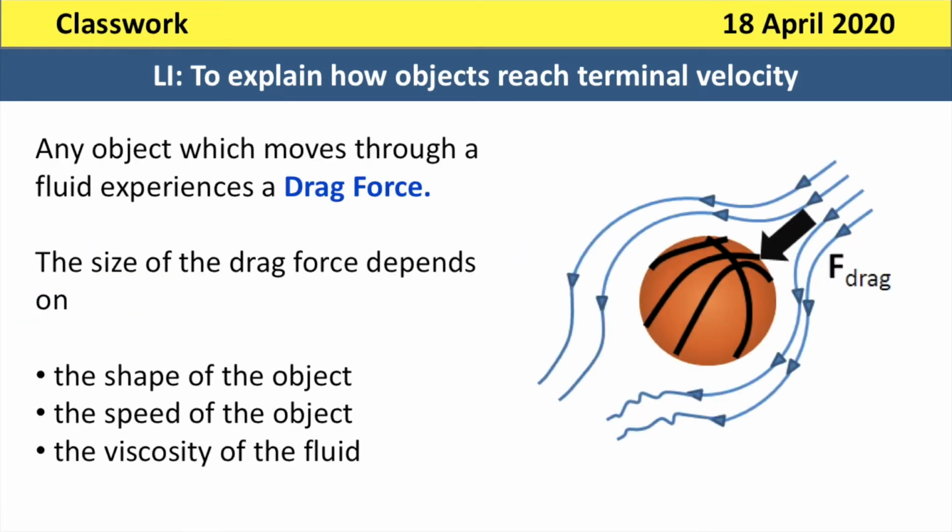Let's consider what is meant by a fluid. First of all, a fluid is either a liquid or a gas. Now, any object which moves through a fluid experiences a drag force as shown in the diagram. The direction of the drag force will be in the opposite direction to which the object is moving.